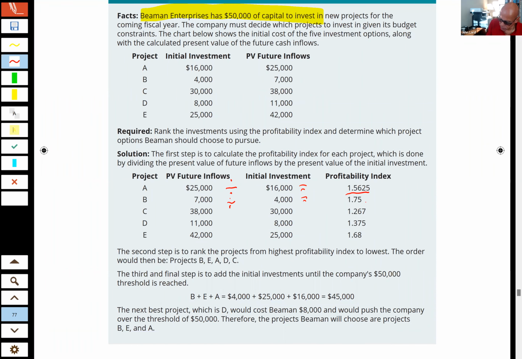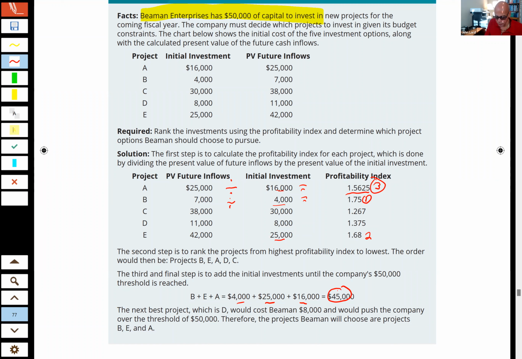So when you look, project B is 1.75. Project E over here is 2. Okay, I'm not going to go through every one of these. A is the third one, and so on, right? Okay, so we just look at those, we rank them, and then we start saying, okay, what happens if we do the first 3, B, E, and A? B requires what? It requires us to invest 4,000, 25,000 for project E, and then 16,000 respectively, and we're up to what?